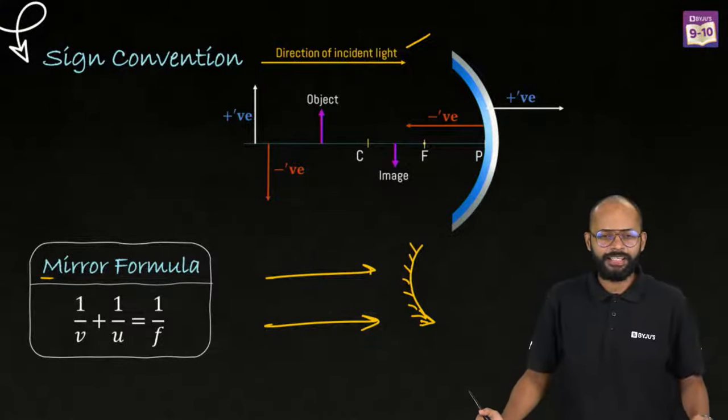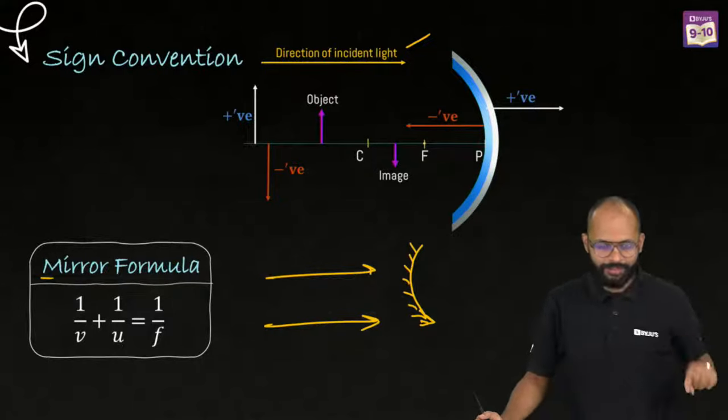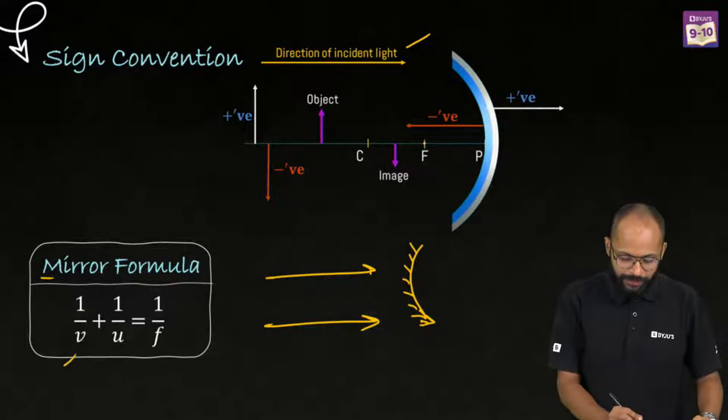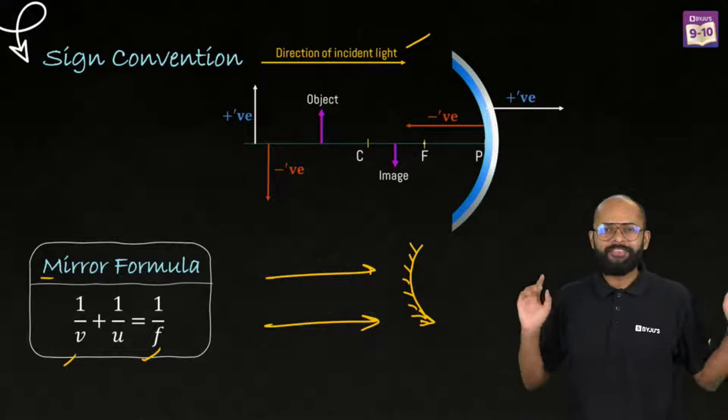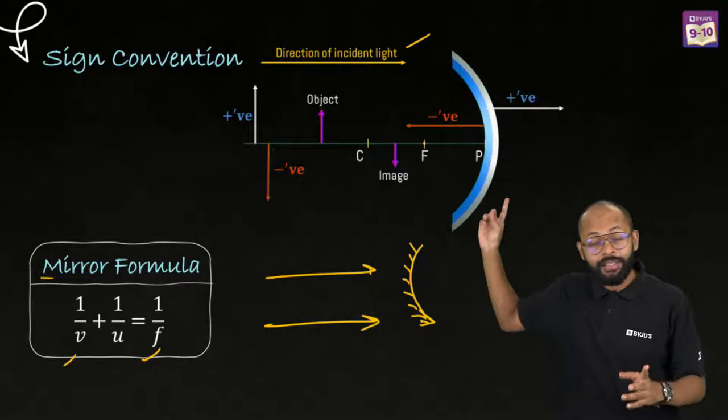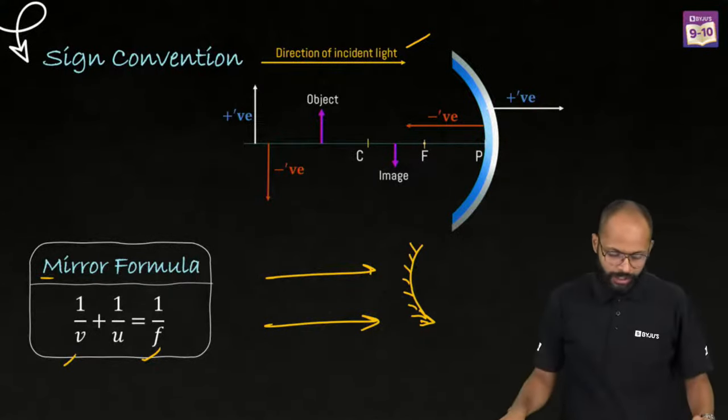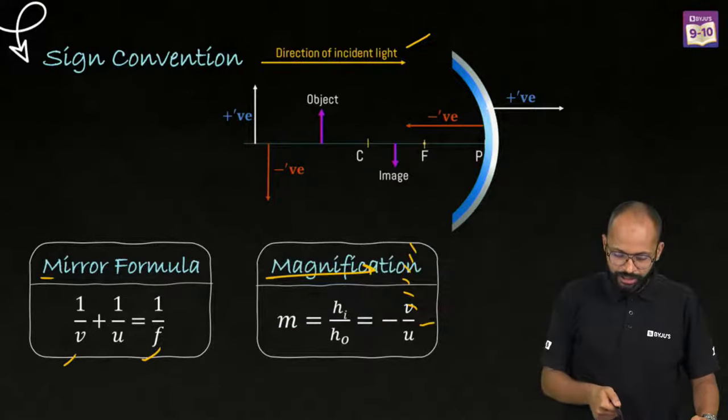Very good, Sanvi. You're right. 1 upon v plus 1 upon u equals 1 upon f. In the mirror formula it is positive. In lens it is negative. Okay. Magnification. In a mirror, magnification has minus.